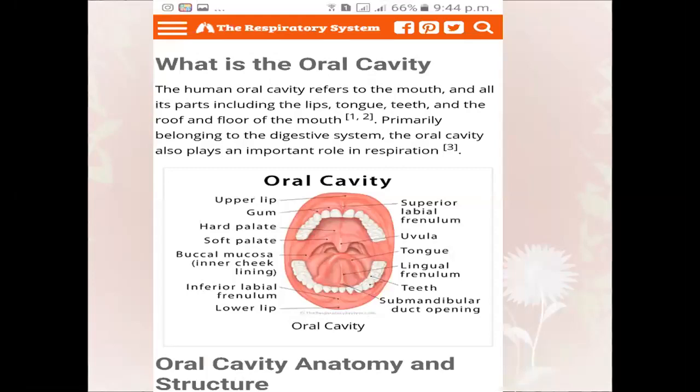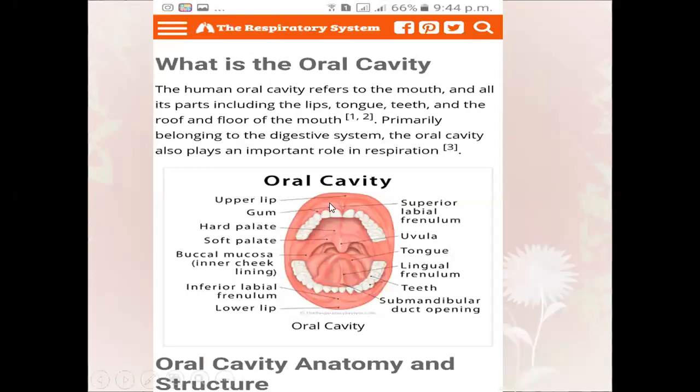What is the oral cavity? The human oral cavity refers to the mouth and all its parts, including the lip, tongue, teeth, and the roof and floor of the mouth. Primarily belonging to the digestive system, the oral cavity also plays an important role in respiration. As you can see in the diagram, the upper lip can be seen prominently, the lower lip can be seen, and the whole of the apparatus makes up the oral cavity.